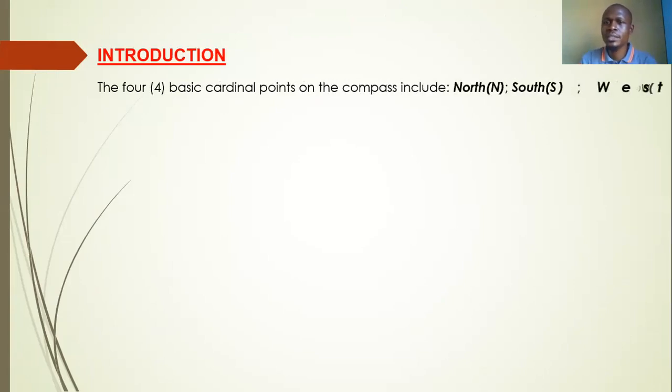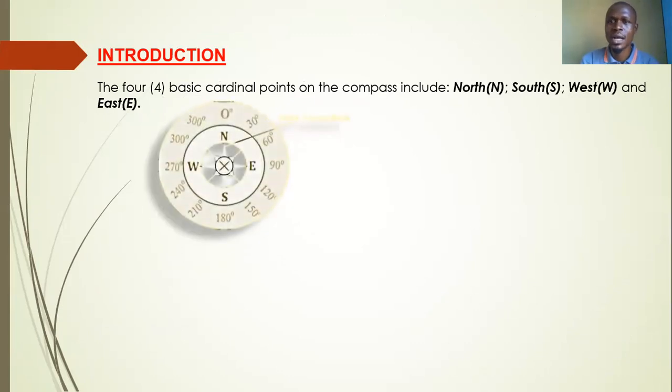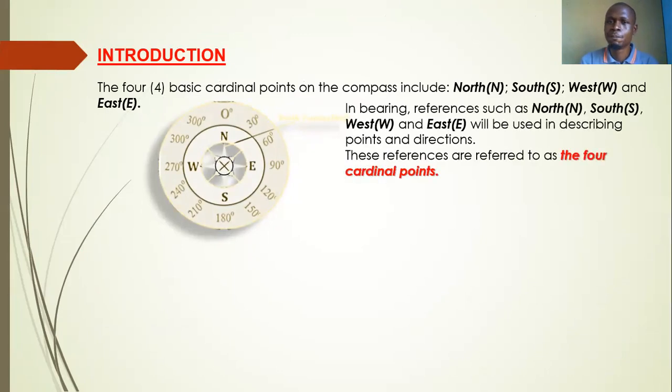Before you can talk about bearing, you have to consider the cardinal points in a compass, where you have the north, the south, the west, and the east. In bearing, the reference is always on the north and south pole, where east and west are used to describe the direction of the points.